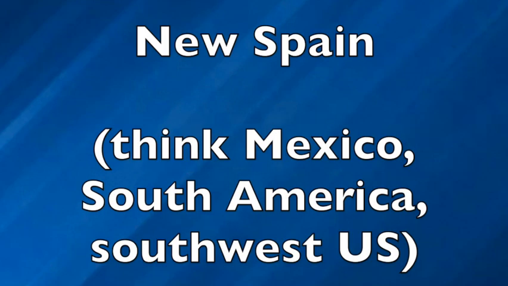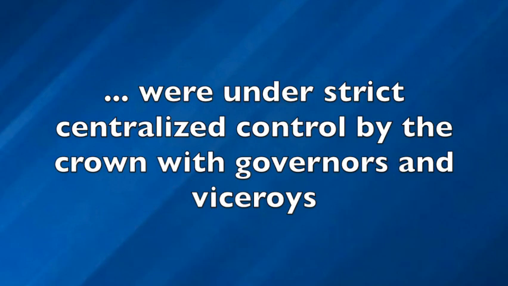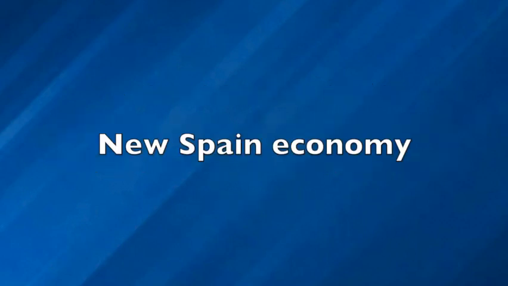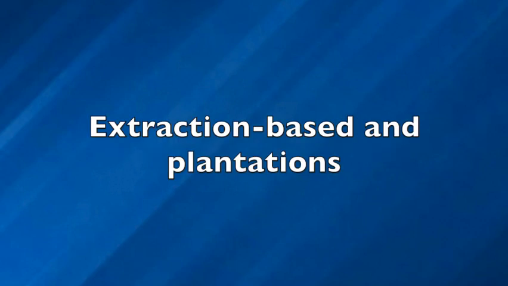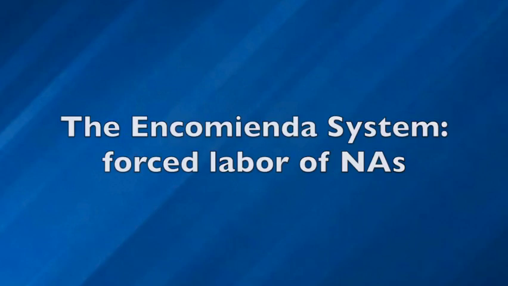Spanish colonies, also known as New Spain. Governance: Spanish colonies were highly centralized under the Spanish crown with strict control by appointed governors and viceroys. The economy in New Spain: extraction-based economy focused on mining, gold and silver, agriculture, sugar and coffee, and the encomienda system, which was a form of forced labor of Native Americans.